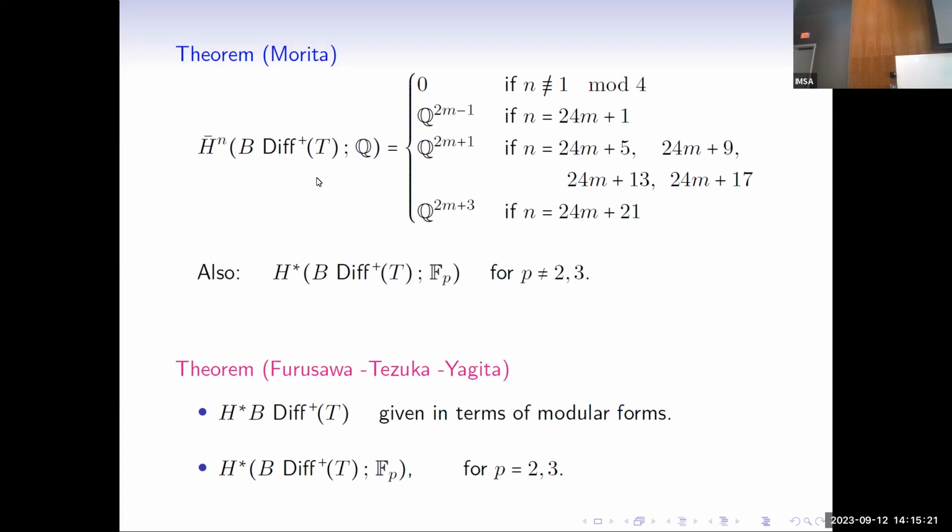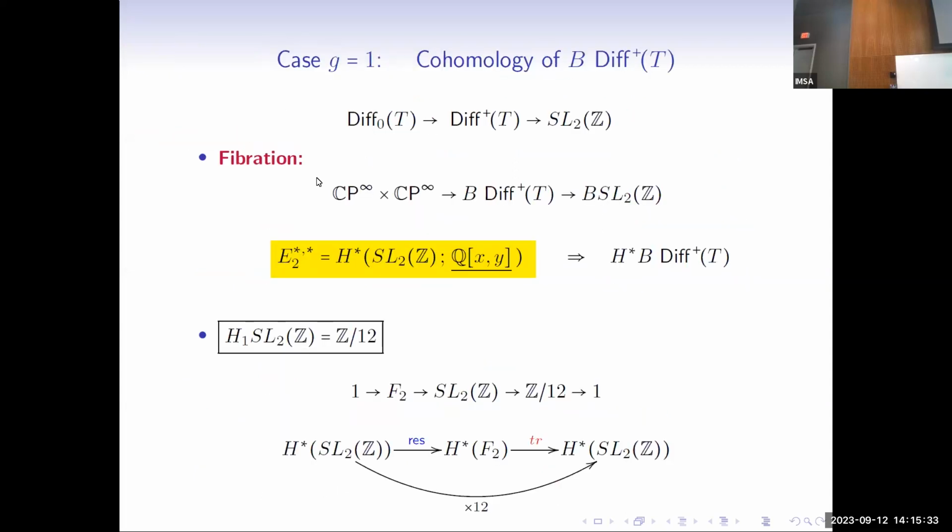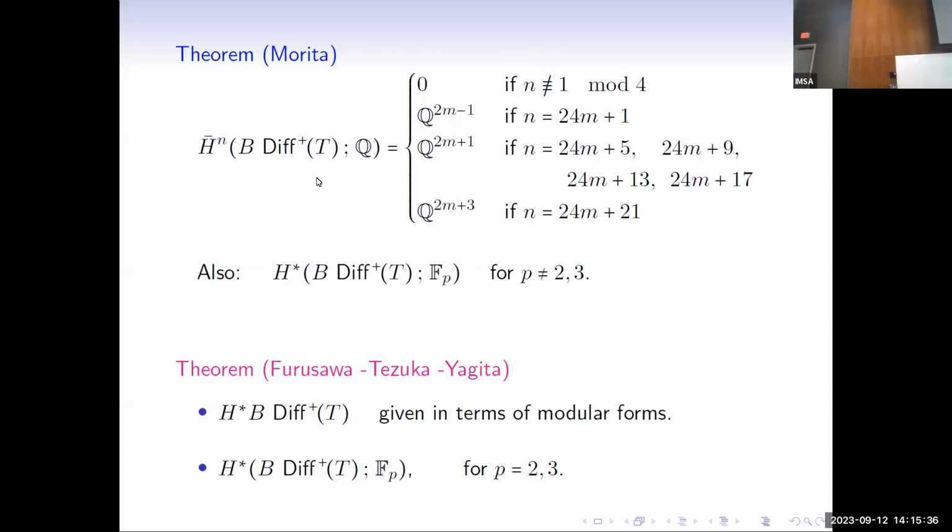So this procedure works also for F_p coefficients when p is not 2 and 3, right? So the only thing you care about is that 12 can be inverted. And later on, inspired by the work of Morita, Furusawa, Tezuka, and Tezuka's collaborators computed the cohomology for the remaining primes, and they showed that the cohomology of the classifying space could be written in terms of modular forms. So, yeah, this is done using the classical Eichler-Shimura isomorphism.